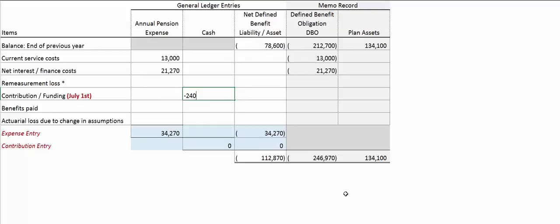We're going to take a look at the contribution to the plan. We know it's a credit to cash of $24,000 and a debit to the plan assets. And remember that that all took place on July the 1st. Now, let's calculate the amount of interest that goes in here. Previously, we had just taken the opening balance at 10%, and coincidentally, that had always been what they'd actually earned. But this time I've got to take the $134,000 at 10% plus $24,000 at 10%, but for 6 months. Does that make sense?